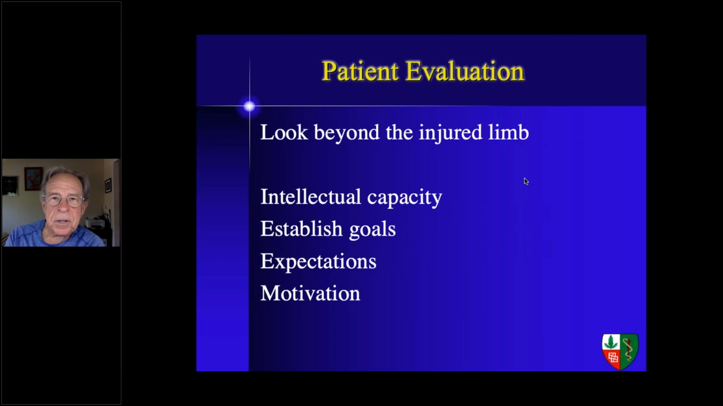And then we have to look beyond the injured limb at the patient, the intellectual capacity. Somebody who can't understand directions or is not going to be able to follow a therapy regimen is not a good candidate for a complicated series of muscle tendon transfers. With the patient, we have to establish goals and make sure they're realistic. Patient says, I want to be normal. Well, they're not going to be satisfied. So we have to know what their expectations are, and that they're realistic, and that they have the motivation and the time to devote to getting this to work.